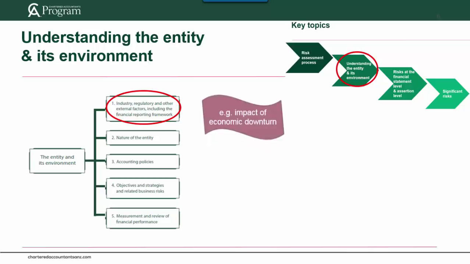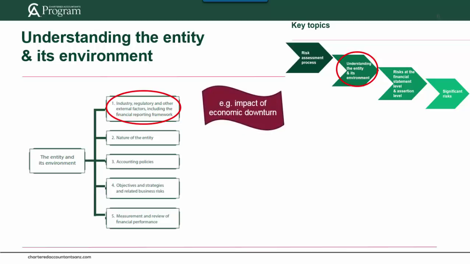For example, external factors such as an economic downturn would affect different companies in different ways. Another example would be heavy regulation in certain industries, which are subject to laws and regulations that relate to their operations in general, such as legislation governing occupational health and safety, which may have an economic impact which consequently affects the financial statements.